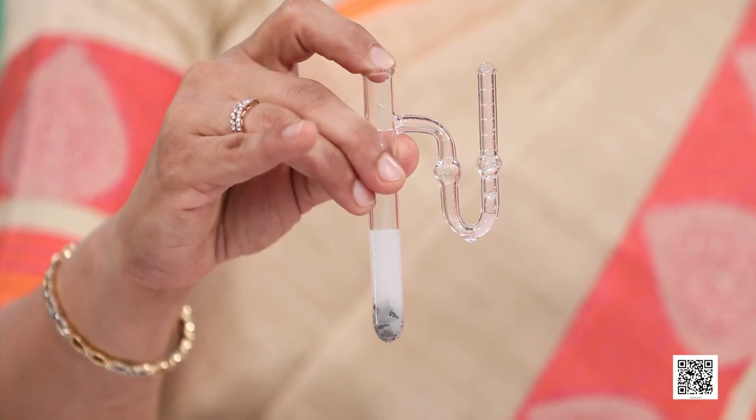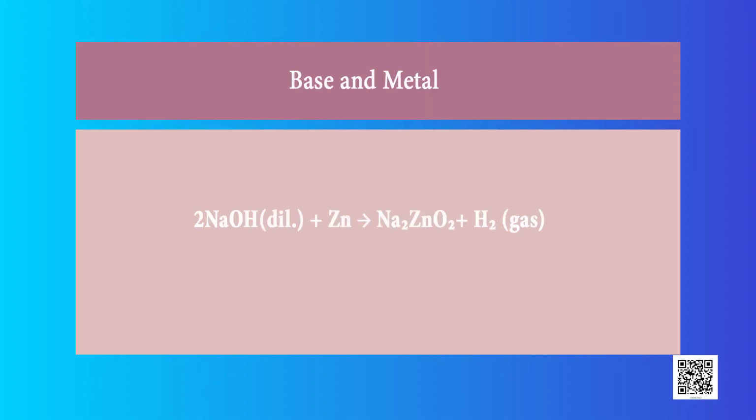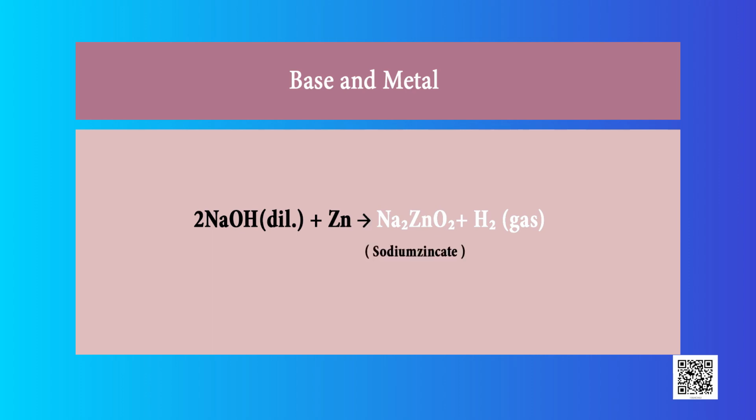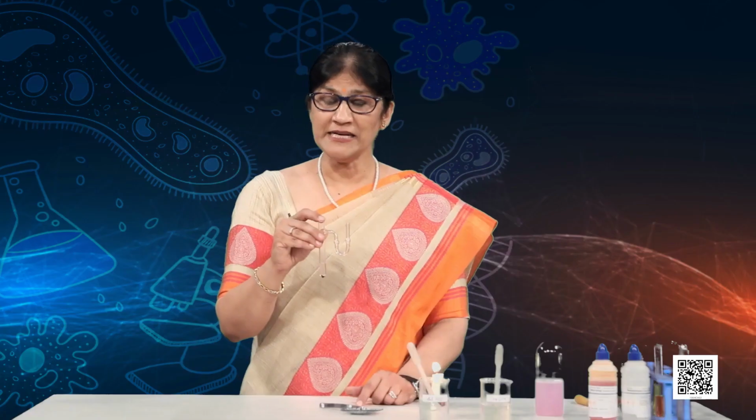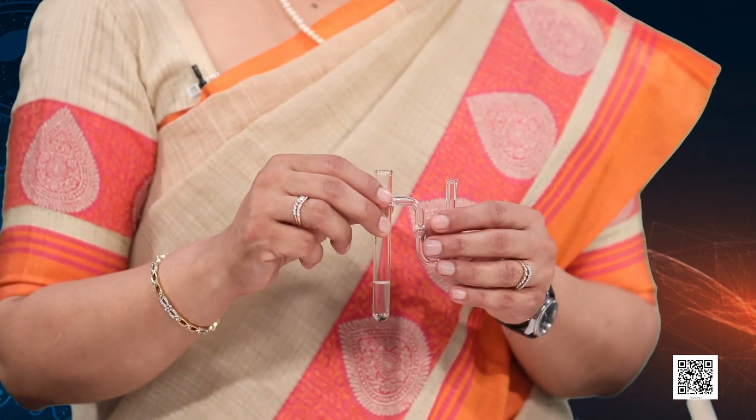So, the reaction taking place in this test tube is sodium hydroxide plus zinc gives sodium zincate, which is the salt, and hydrogen gas. I will repeat again, the solution of sodium hydroxide is dilute. When I said that you have to prepare it a little concentrated, that means you have to add 2 pellets of sodium hydroxide to produce 10 ml of sodium hydroxide solution.